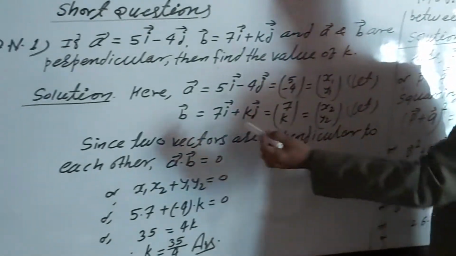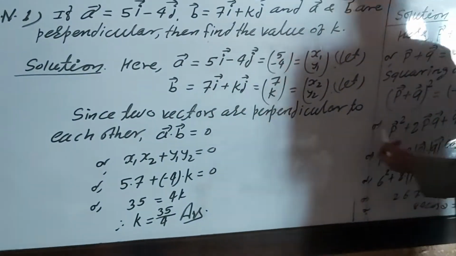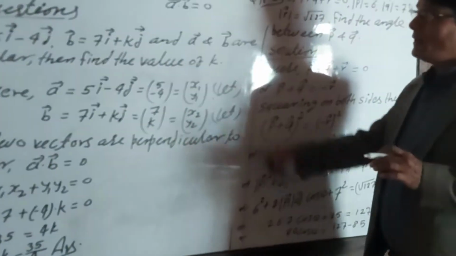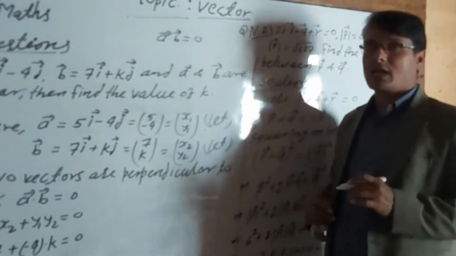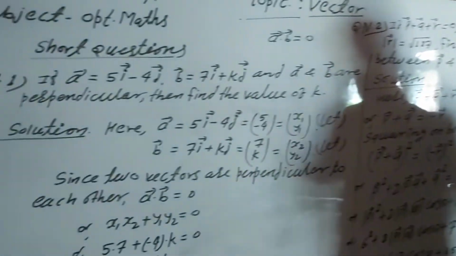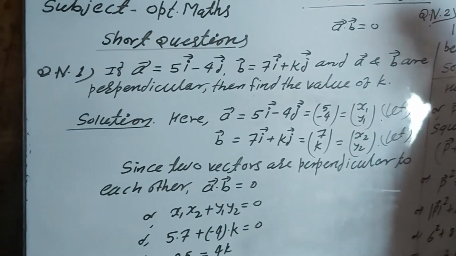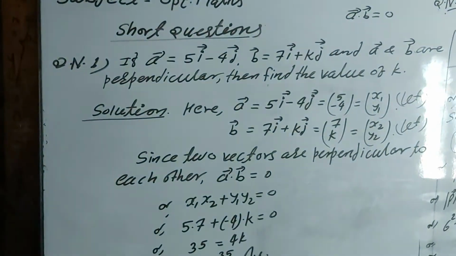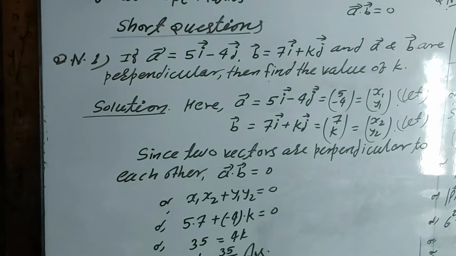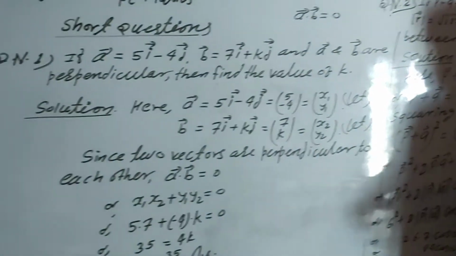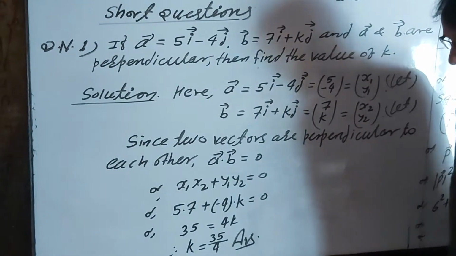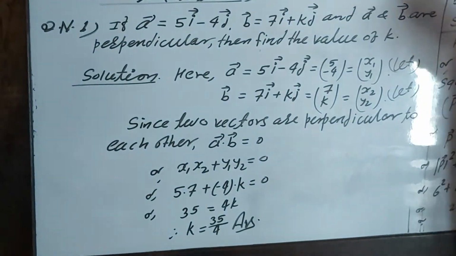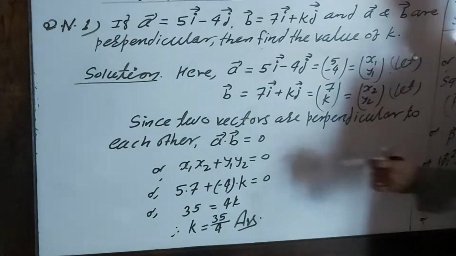Right? After that, since the two vectors are perpendicular to each other, A dot B is equal to 0. Already I told you, if any two vectors are perpendicular, then their dot product is 0. Understood? Okay. After that, A dot B is equal to 0. I have written here, A dot B is equal to x1 x2 plus y1 y2. It is the formula. I think you know about this formula. x1 x2 plus y1 y2 is equal to 0.